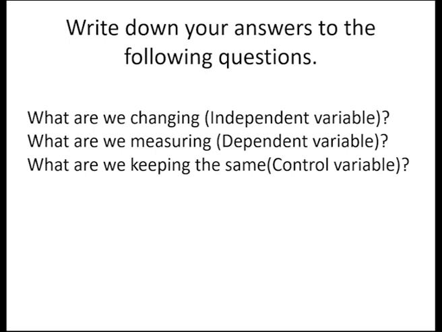The second thing that we consider is our dependent variable. What are we measuring? And this is the outcome of our experiment. It is dependent on our independent variable. So what is it that we are measuring?